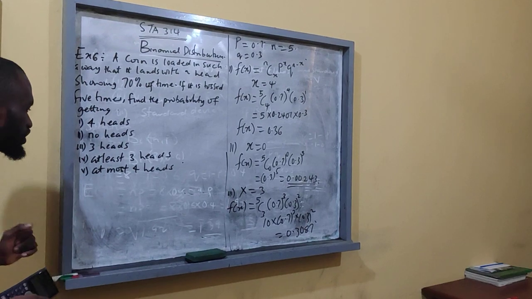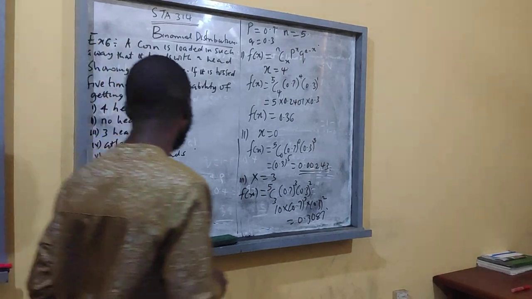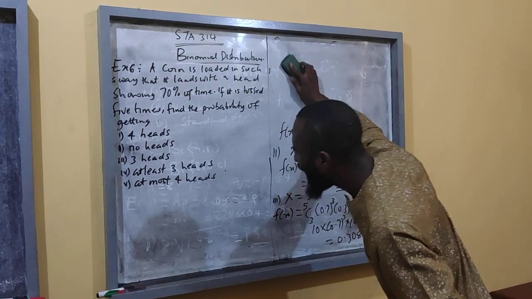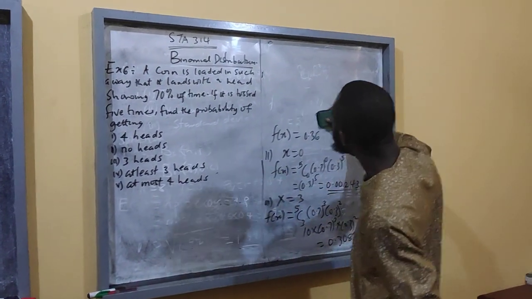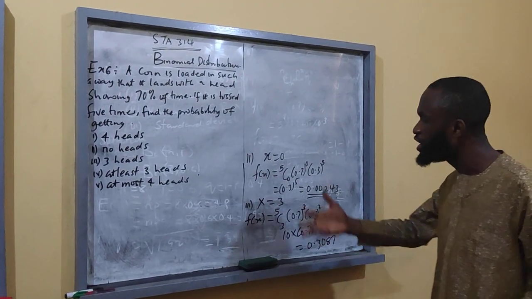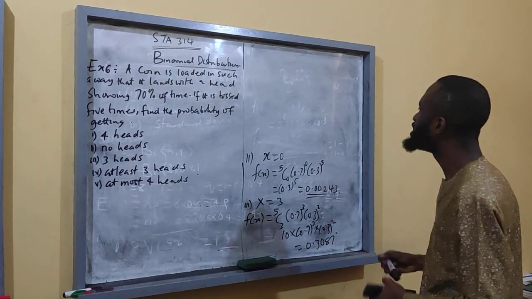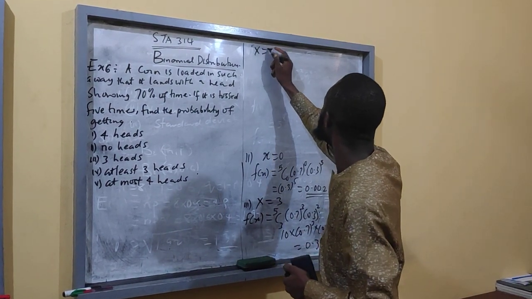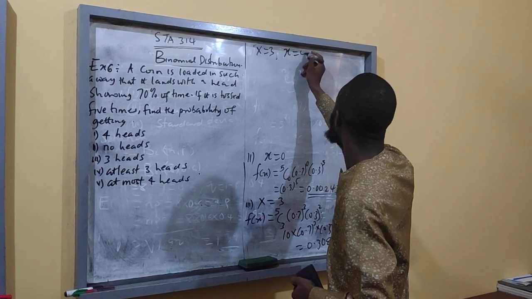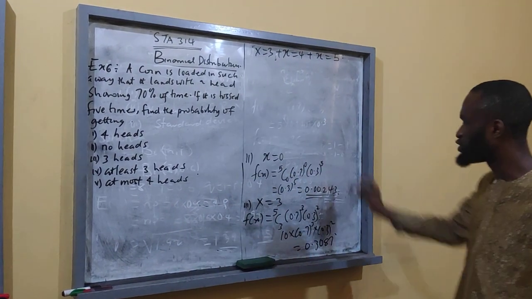Now look at question number 4 and number 5. Please get the understanding of these two Roman figures very, very well. The first one is telling us at least 3 heads. At least 3 heads means the least is 3. It can be more than 3. It can be 3, 4, and 5. It must not go beyond 5 because the number of trials is 5. It means I'm going to get for when s is equal to 3, plus when s is equal to 4, and when s is equal to 5, I will add everything together.